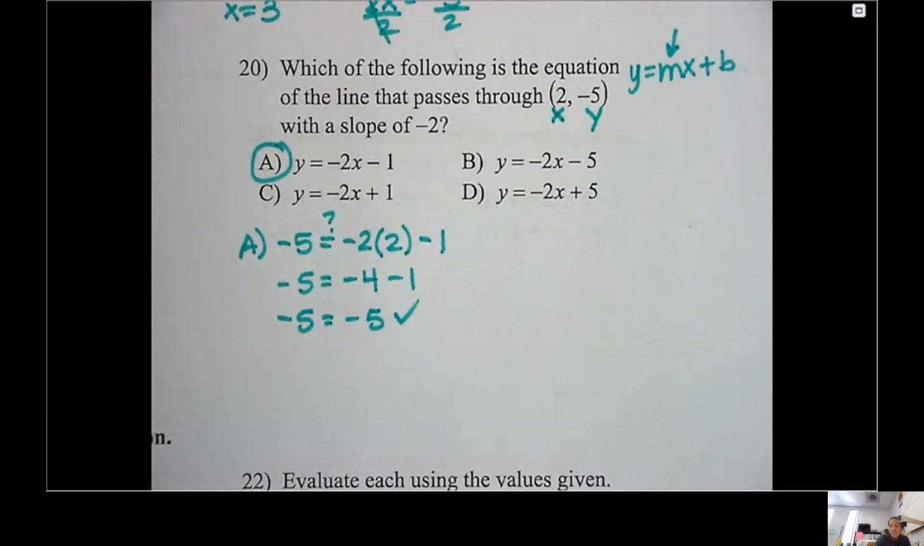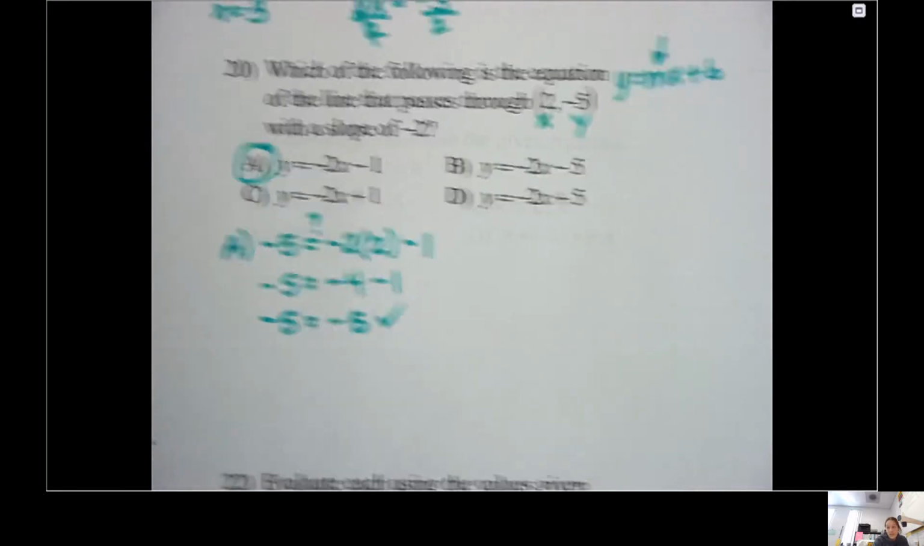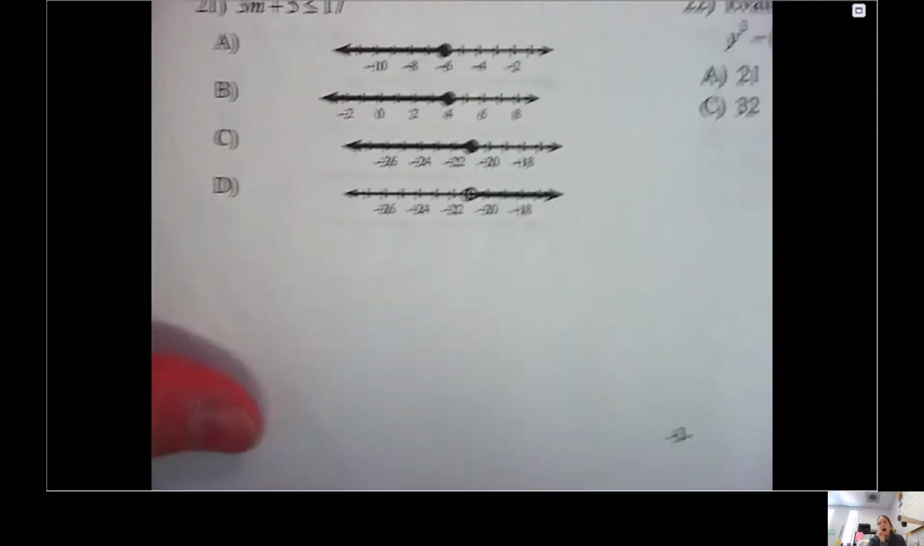Easy peasy. So like you can see here, there's another way to go about this that's much longer and more in depth, but if you just plug in values, it's easier that way. So I would always suggest if you're not sure what to do, plug in some values.